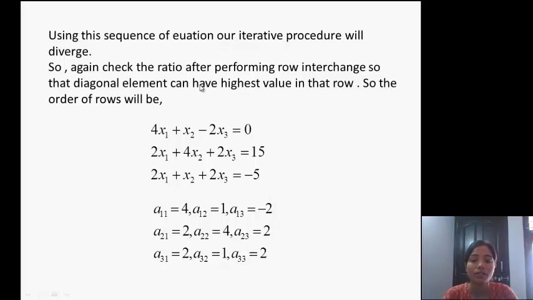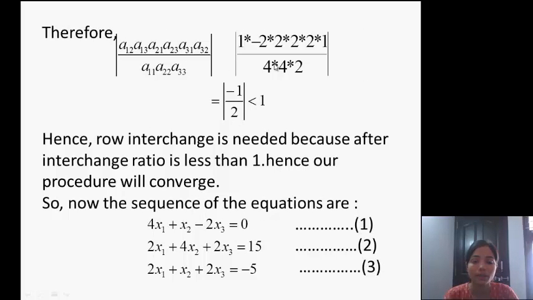So now we are rearranging our equations so that the diagonal element has the highest value in that row. The order of the rows will be this. Now again calculate the ratio, non-diagonal element upon diagonal element. In this case, the ratio is less than 1. That is, by this sequence of equations, our iterative procedure will converge. So now the sequence of equations is this.